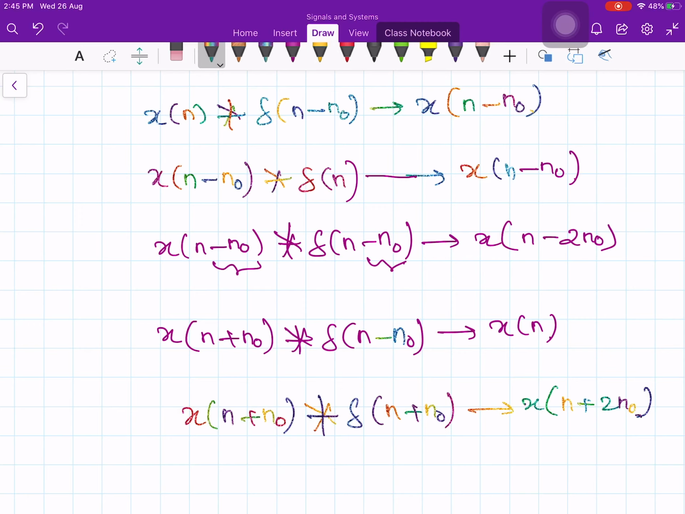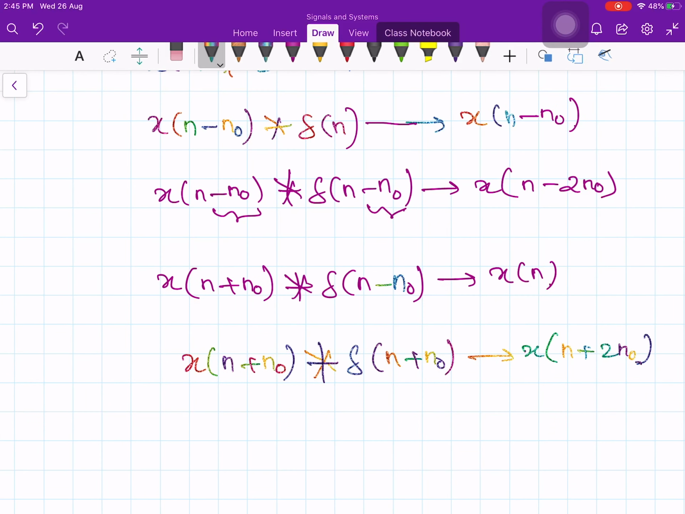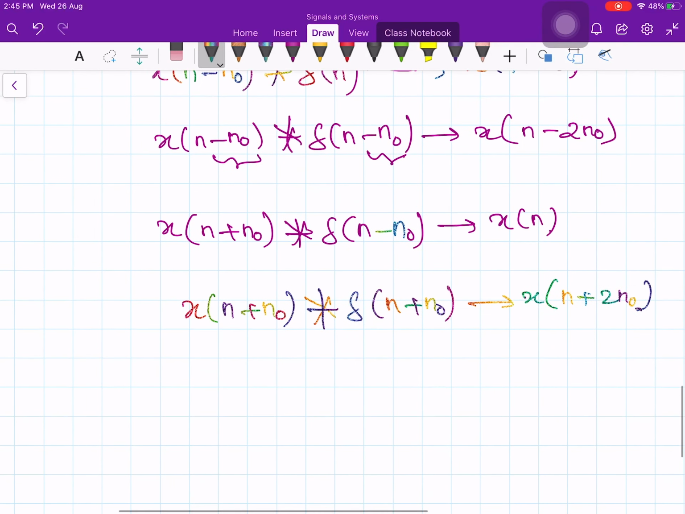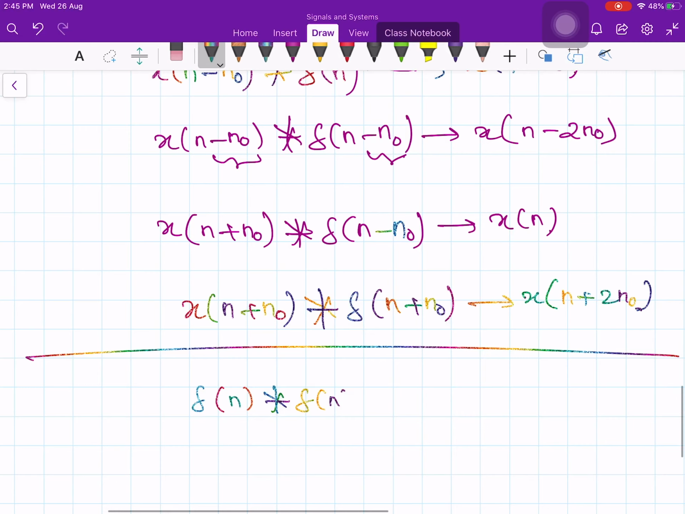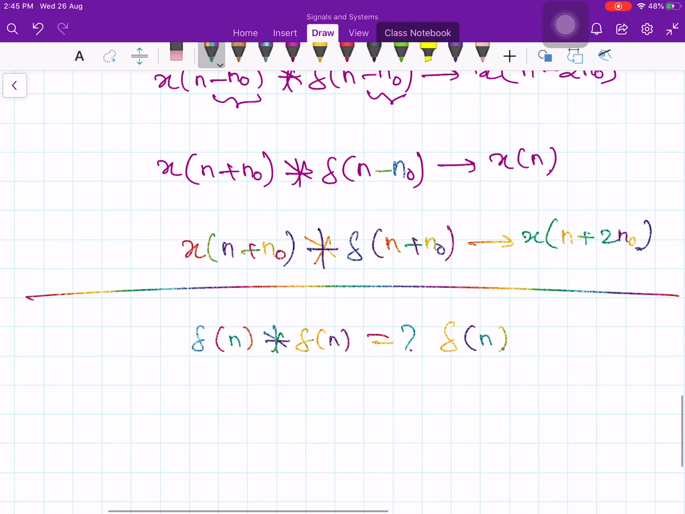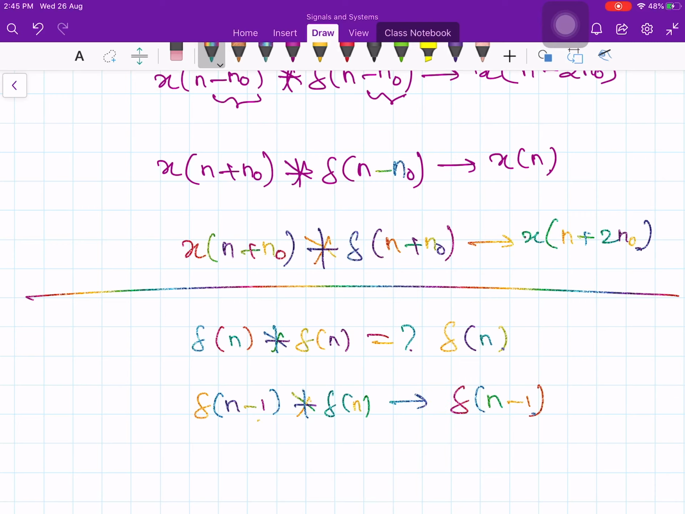Okay. So, these are some important corollaries of impulse functions. The same thing is applicable to this also. Suppose you convolve del of n with del of n, what will you get? Again you will get del of n. Or del of n minus 1 convolved with del of n, then you will get del of n minus 1. Del of n minus 1 convolved with del of n minus 1 becomes del of n minus 2.